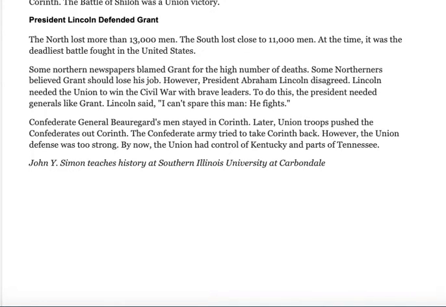Later, Union troops pushed the Confederates out of Corinth. The Confederate Army tried to take Corinth back. However, the Union defense was too strong. By now, the Union had control of Kentucky and parts of Tennessee.